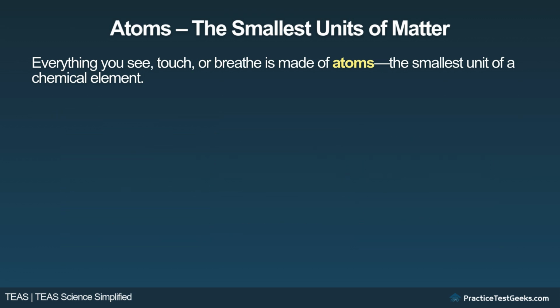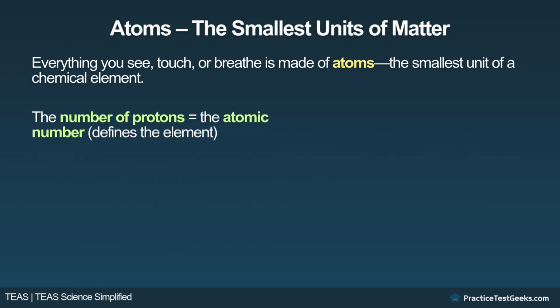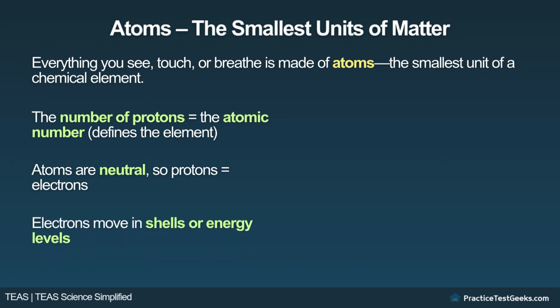Here are three quick facts every TEAS student should know. First, the number of protons equals the atomic number. That's how we identify the element. Second, atoms are neutral, which means the number of protons equals the number of electrons. And third, electrons don't stay still. They move in specific paths called shells or energy levels around the nucleus.